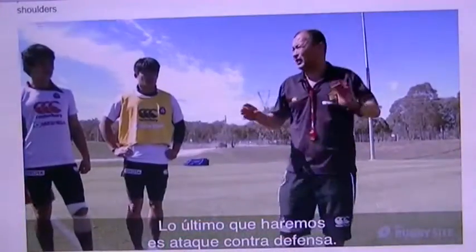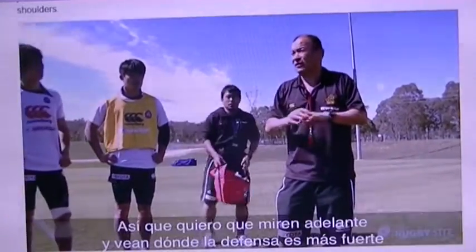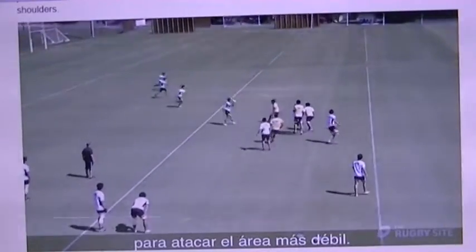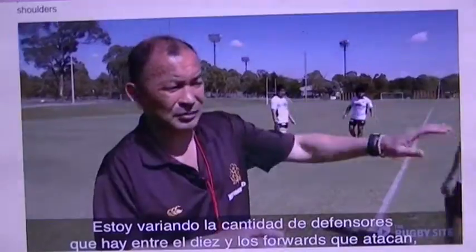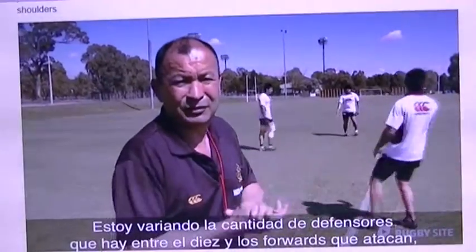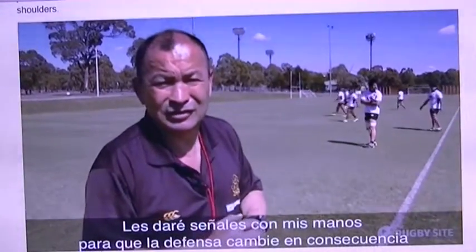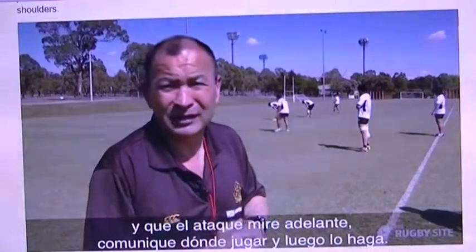So the last thing we're going to do is attack defence, and we're going to vary the numbers in defence. So I want people looking up and seeing where the defence is strongest and looking to attack in the weakest area. So what I'm doing is I'm varying the numbers between the defence in between the 10 and the forward runners and the defence on the outside. So I'm giving them signals with my hand, getting the defence to change accordingly, and then getting the attack to look up, make the call and then play it.